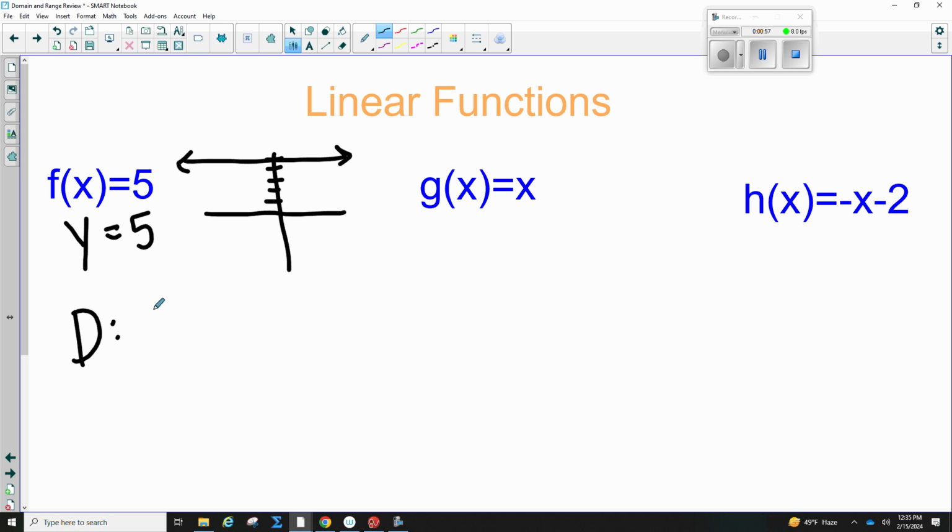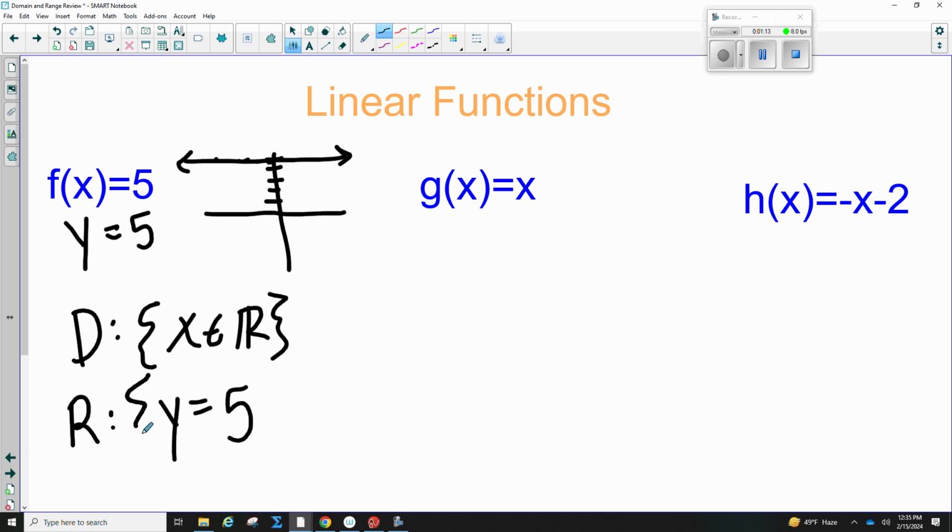Yeah, forever. So this one's just x is an element of the reals. It's everything. It's all the reals, okay? All the numbers to the left, all the numbers to the right. All right, but then for the range, the only y value is what? It's 5 the entire time. Y is just 5. That's all it is. It's 5, okay?